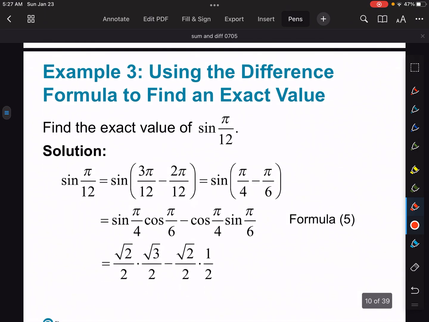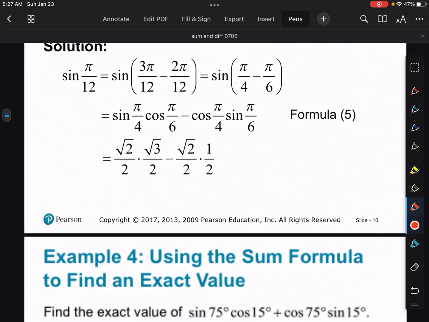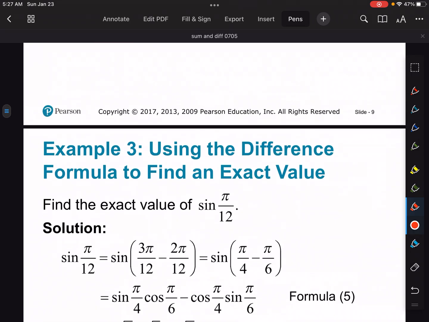Let's look at one of these here. Looks like they've done this for us, but that's okay. Let's just look at it. So the sine of pi over 12. Pi over 12 is the equivalent of, I believe, 15 degrees. Okay, so if we were going to do 15 degrees, well, we can do a difference formula there. That would be the same thing as 45 minus 30. Okay, so we could say the sine of 45 minus 30.